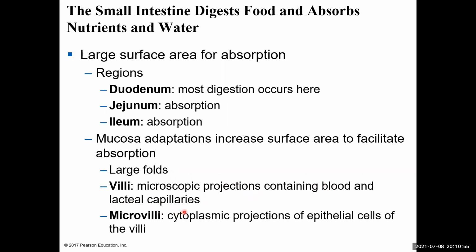So basically the capillaries run into those projections so that they can absorb the nutrients and the molecules that are being digested. And so not only does the small intestine have large folds that hold villi, but the villi also have microvilli, which are even more folds on the outer layer of the epithelial cells that make up the villi. So it's basically folds upon folds that help to increase the surface area.